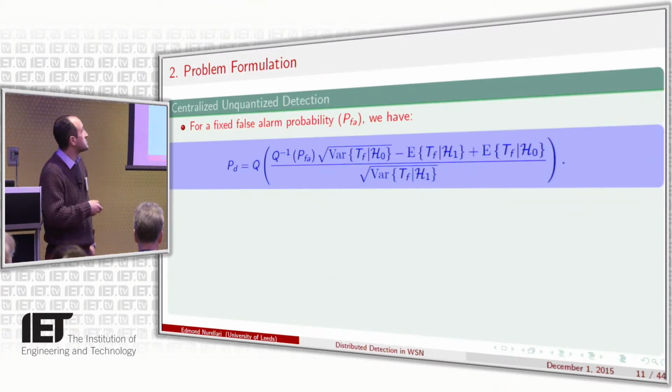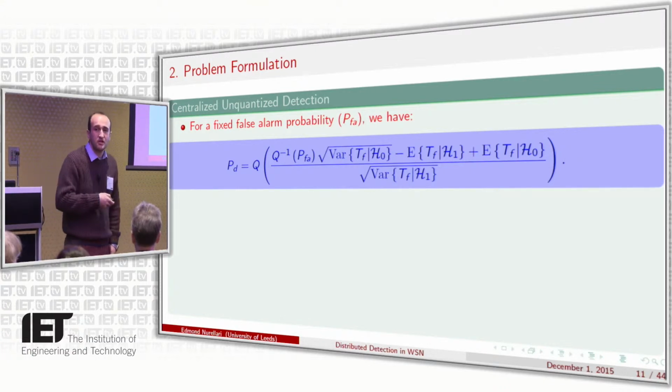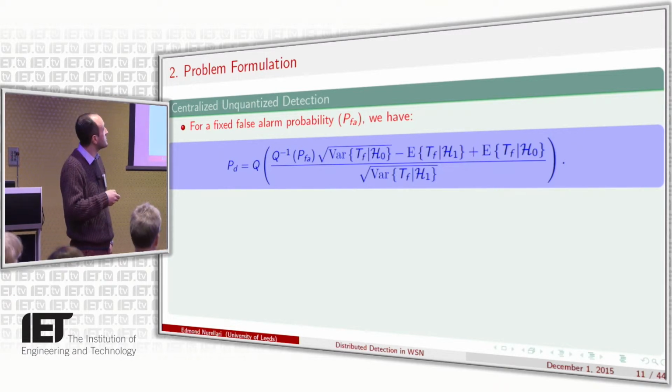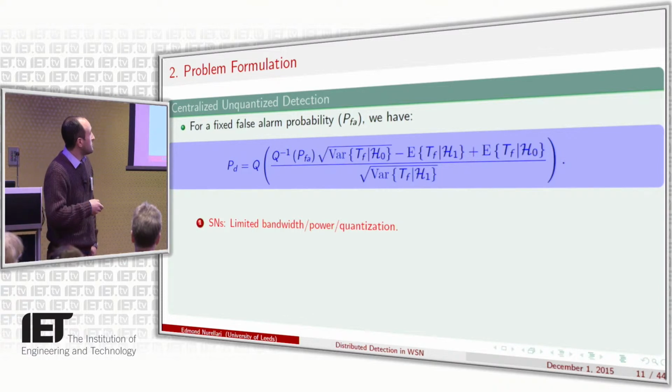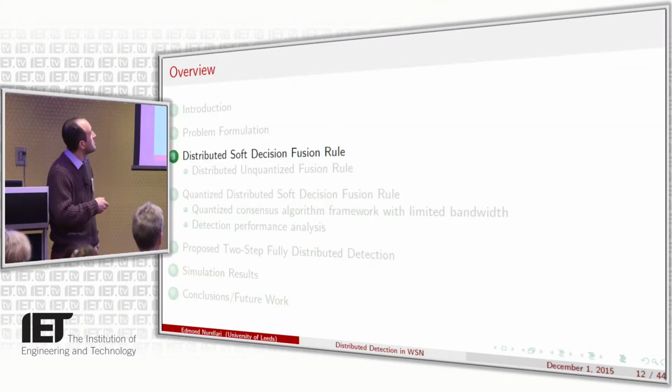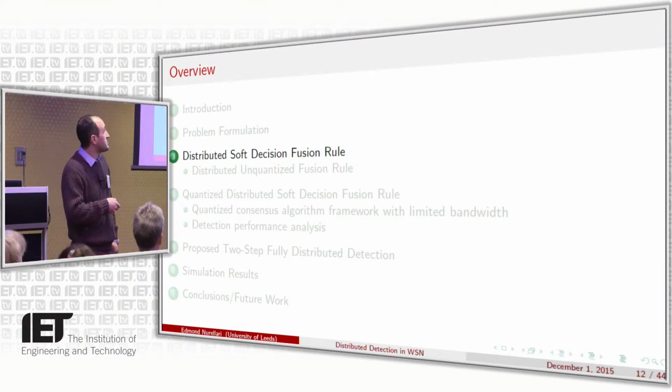Of course, if we consider the Neyman-Pearson approach, then for a fixed probability of false alarm, that's the expression for probability of detection. We explicitly state it here because later on we'll have an analytical expression of probability of detection, which is a function of some very useful parameters that we'll be looking at. But again, as we said, the sensor nodes have limited bandwidth, power, and quantization. The problem with the fusion center and the centralized approach has already been addressed in our previous paper, so you can have a look at it. So now we're looking at the distributed self-decision fusion rule.